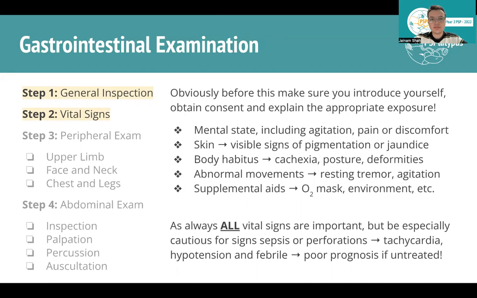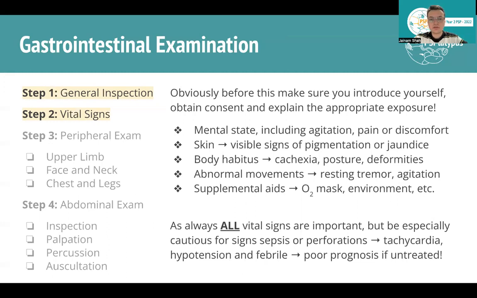So when we look at the general inspection, we're looking at the basic things like their mental state. Are they agitated? Are they in pain? Are they uncomfortable? We then look at their skin. Are there any signs of pigmentation, which we will cover some of the underlying causes of a little bit later? But one of the major ones you can think about is jaundice, so any yellowing of the skin. Then you look at body habitus. Are they cachectic? Do they have a strange posture? Or do they have any skeletal deformities that are visible? And then you look for abnormal movement. Do they have any tremors? Do they have any agitation, as I mentioned previously?